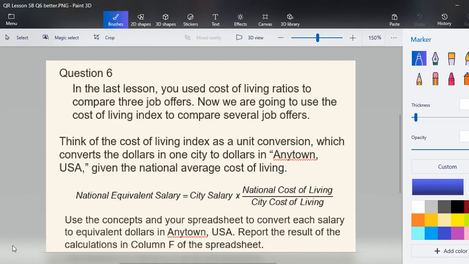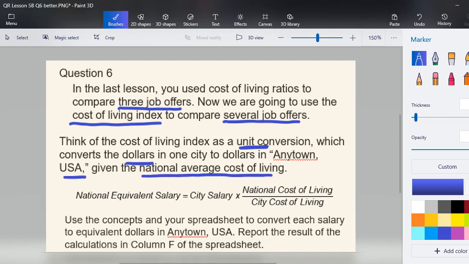Now we're on question 6. It's saying in the last lesson we used the cost of living ratios to compare 3 different job offers. Now we're going to use the cost of living index to compare several job offers. So think of it as a unit conversion, and it can convert dollars in one city to anywhere in the United States as long as you know the national average cost of living and you have an idea of a way to use dimensional analysis.